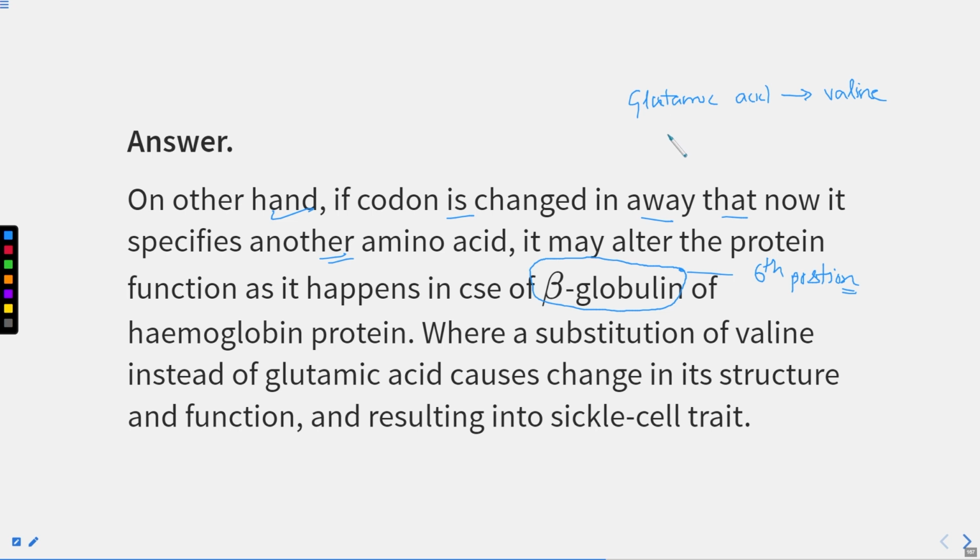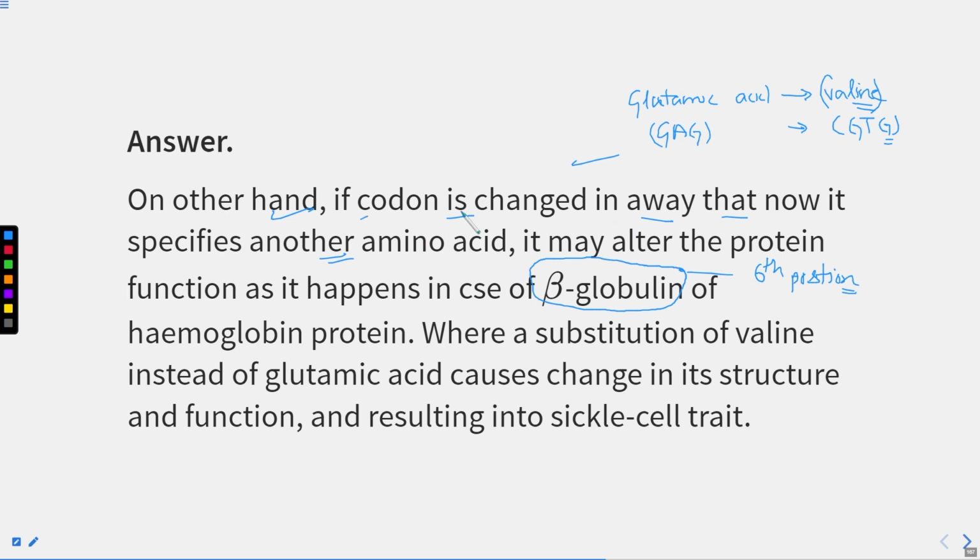GAG codes for glutamic acid, but there is a single nucleotide polymorphism. There is a change at a single base pair, and then it codes for GTG. GTG codes for valine. So here is a change in the amino acid, and this causes a change in the shape of the erythrocytes. This is what happens in sickle cell anemia.